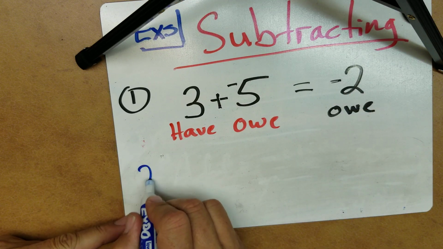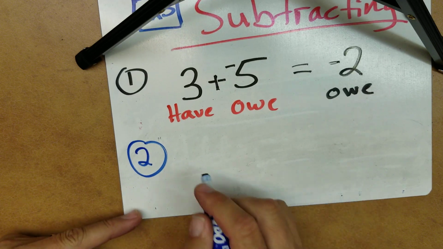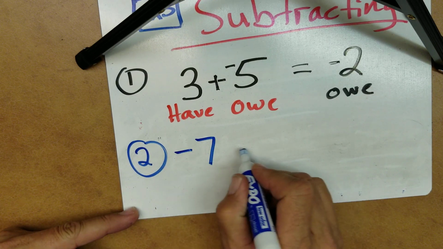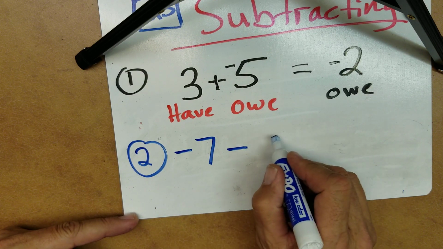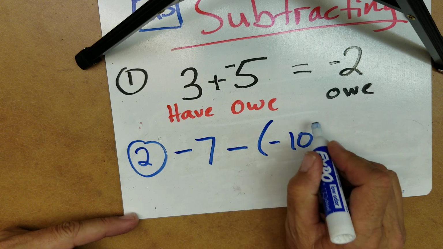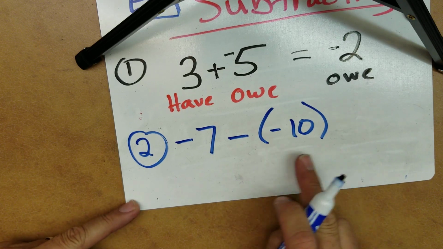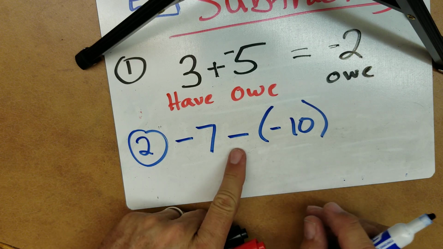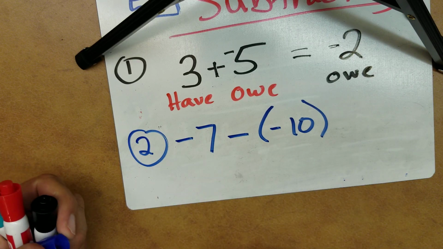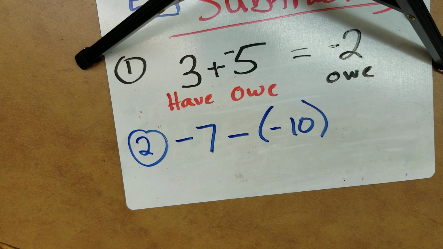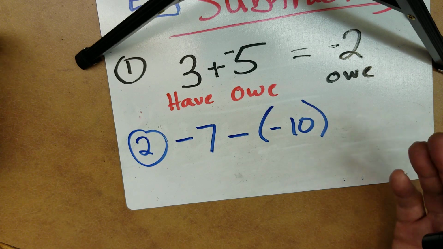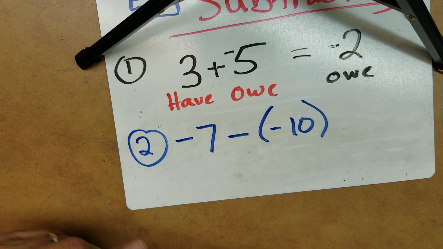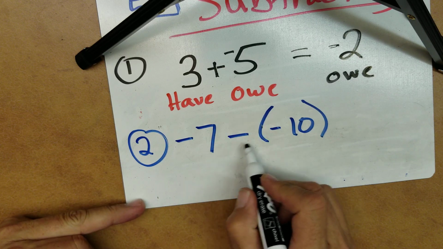Watch, let's check another one. How about this one? What about this? Negative 7 minus a negative 10. Now I'm just going to put this in parentheses, and we do that just to separate these two negative signs. A subtraction sign is actually a negative sign, and it can be thought of that way. But remember, we never actually subtract. We add the opposite.